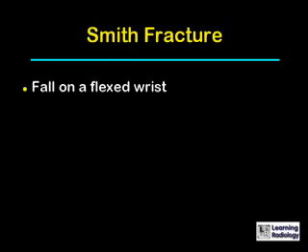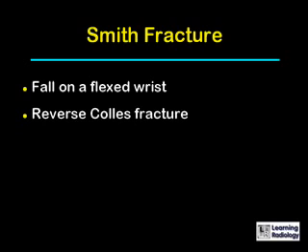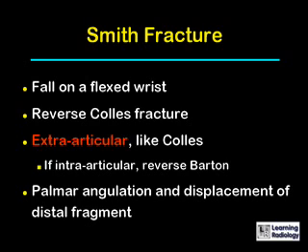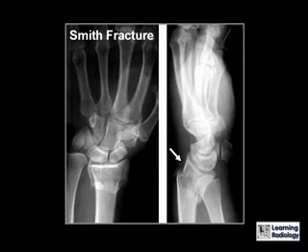A Smith fracture occurs because of a fall on a flexed wrist. It is, in effect, a reverse of a Colles fracture. It is also extra-articular, like a Colles fracture. If it is intra-articular, it's sometimes referred to as a reverse Barton fracture. And there is palmar angulation and displacement of the distal fragment rather than posterior or dorsal angulation.